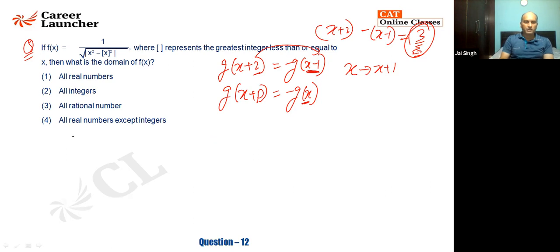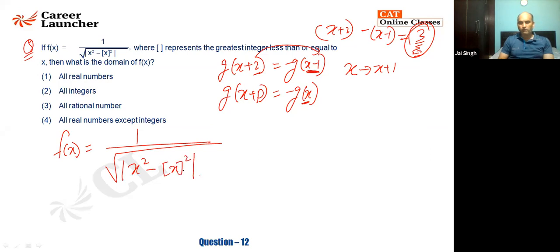Let's try to find out the answer of it. Here it is said f of x, which is of course y, is 1 upon root of mod of x square minus greatest integer of x square. What is the value of it? Fine. So you have to find out the domain of f of x.